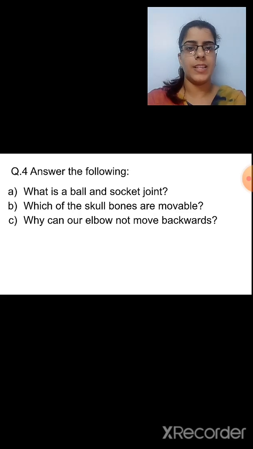Second is, which of the skull bones are movable? So, which bone in the skull region is movable? Lower jaw is movable. Last question, why can our elbow not move backwards? Our elbow cannot move backwards because it has the hinge joint, which allows only back and forth movement. Therefore, elbow cannot move backwards.